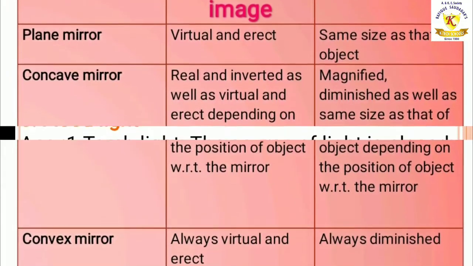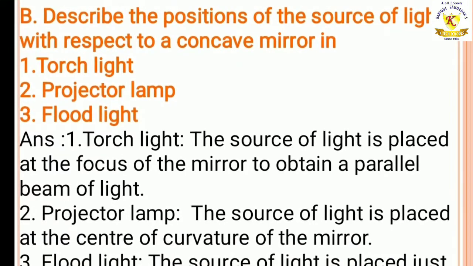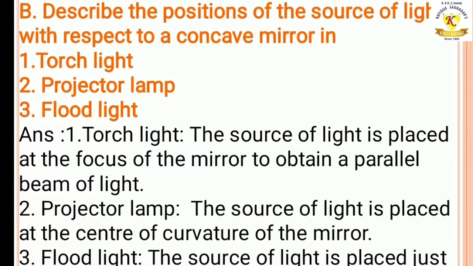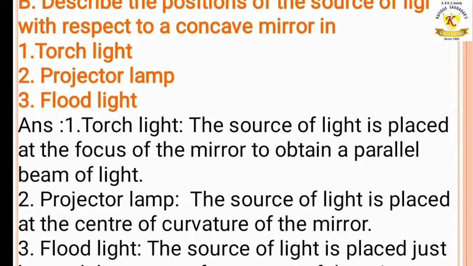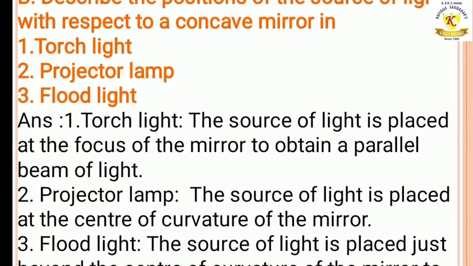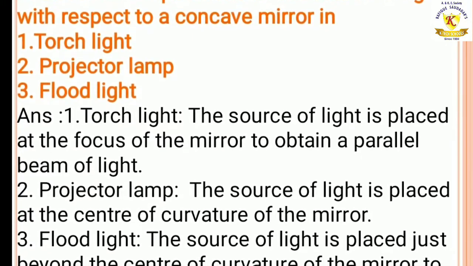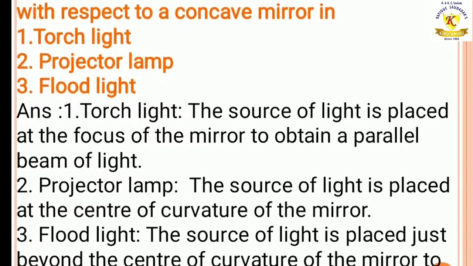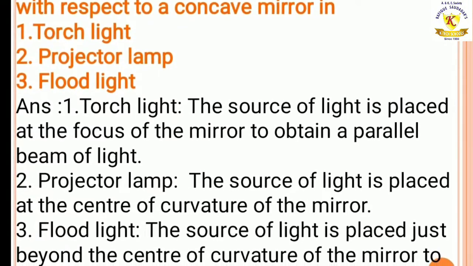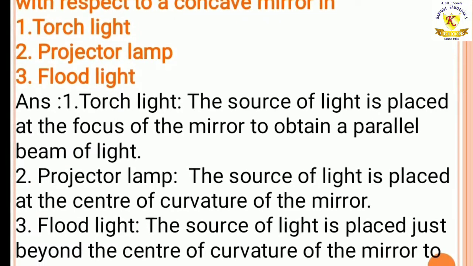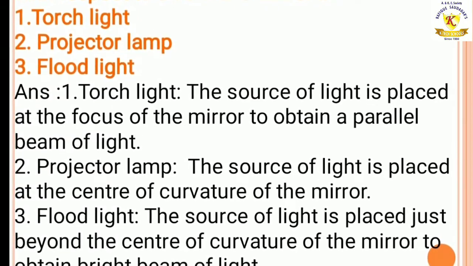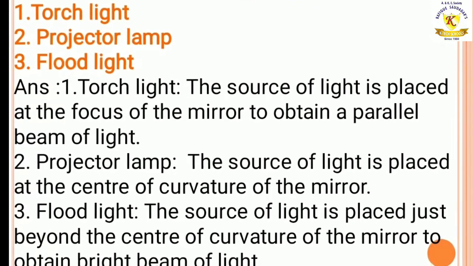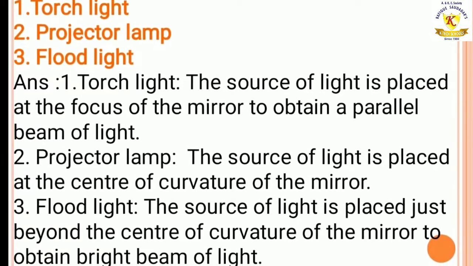The next one, describe the position of the source of light with respect to a concave mirror in torchlight, projector lamp and floodlight. Answer is, first, torchlight. The source of light is placed at the focus of the mirror to obtain a parallel beam of light. Second, projector lamp.